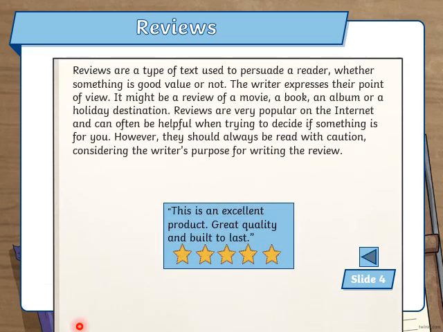Reviews, which is important. In progression stage 6, we have reviews. Reviews are a type of text used to persuade the reader whether something is good value or not. The writer expresses their point of view. It might be a review of a movie, a book, an album, or a holiday destination. This is a place review. Reviews are very popular on the internet and can often be helpful when trying to decide if something is for you. However, they should always be read with caution, considering the writer's purpose for writing the review. For example, this is an excellent product, great quality, and built to last.